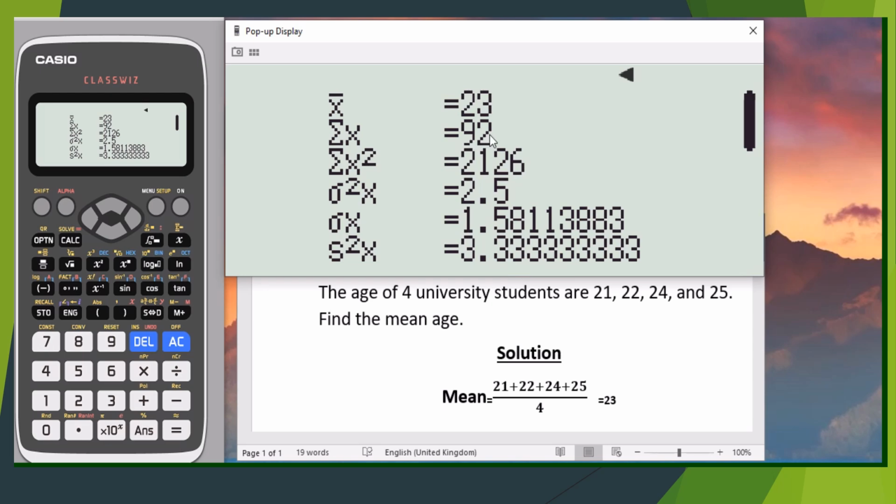Alright, and the calculator also gave us the variance and the standard deviations, but we don't need the standard deviations for now. In our next video we are going to cover that, but our main motive over here is to find the mean when we are given raw data.